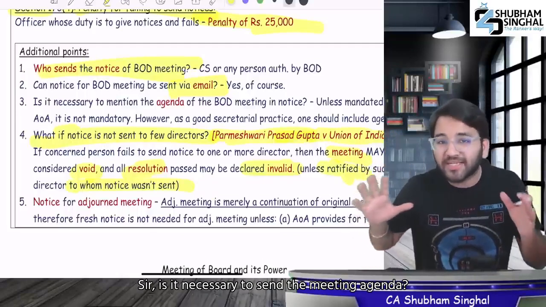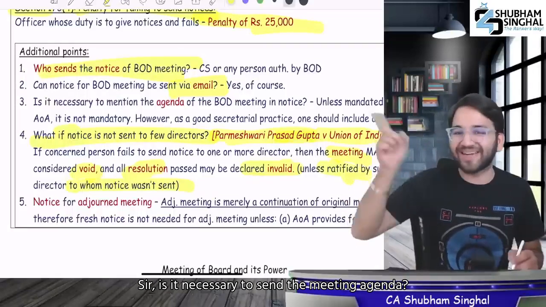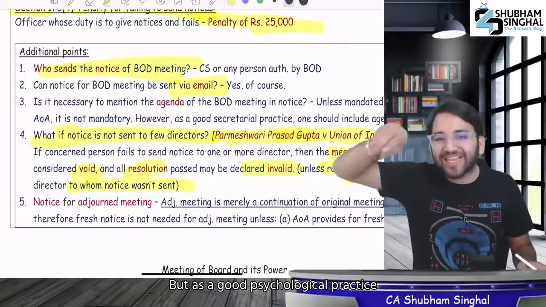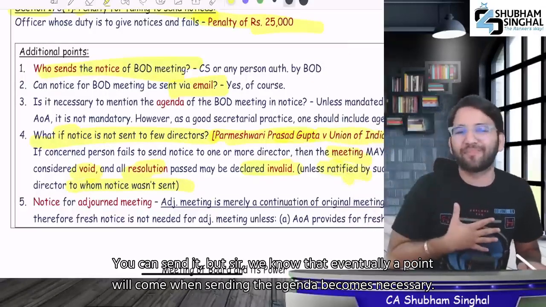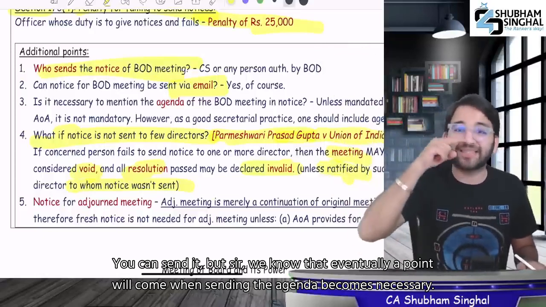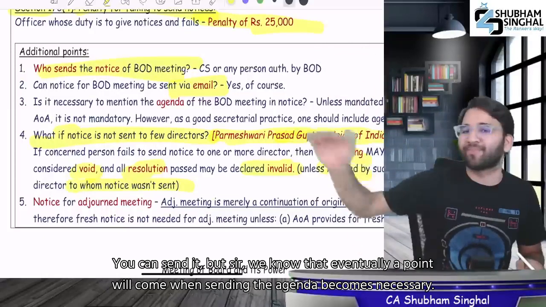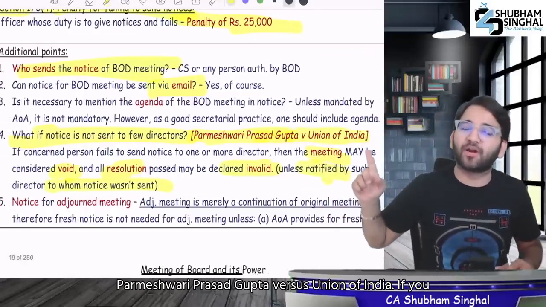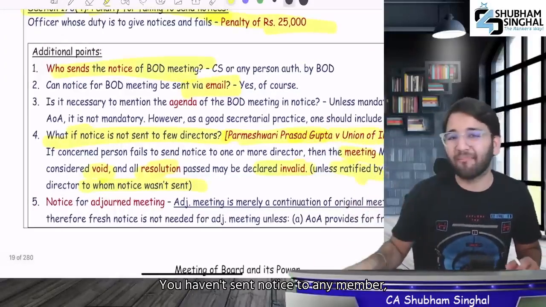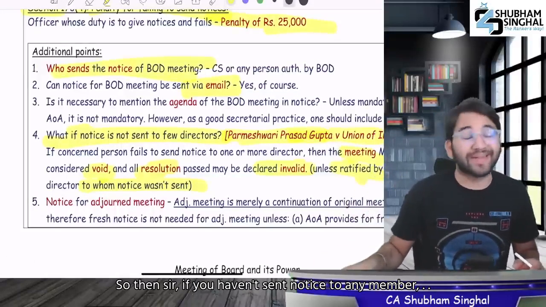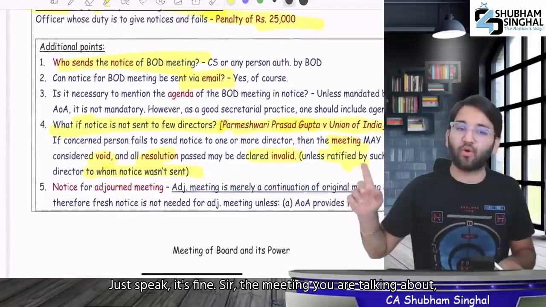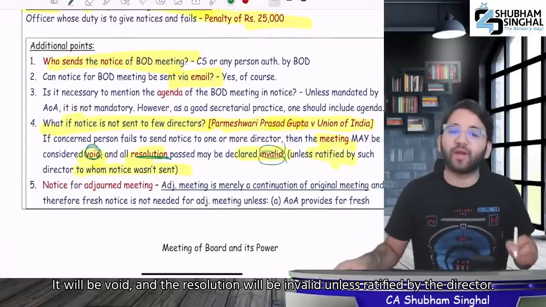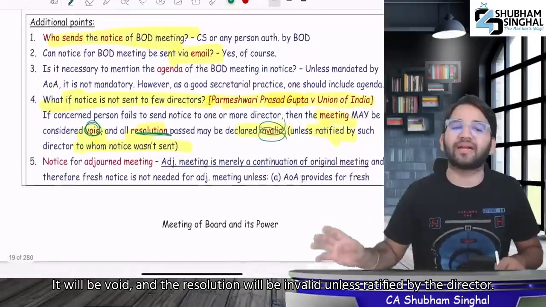Is it necessary to send the meeting agenda? It's not necessary to send the meeting agenda. Law says it is not necessary. But as a good practice, you can send it, but we know that eventually a point will come when sending the agenda becomes necessary. Okay. If you haven't sent notice to any member, Parmeshwari Prasad Gupta versus Union of India. If you haven't sent notice to any member, the meeting that you have will be void and the resolution will be invalid unless ratified by the director.